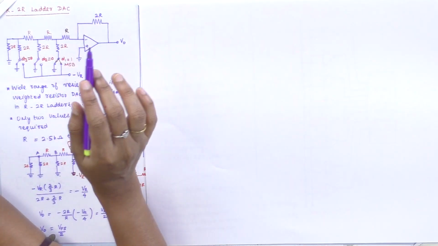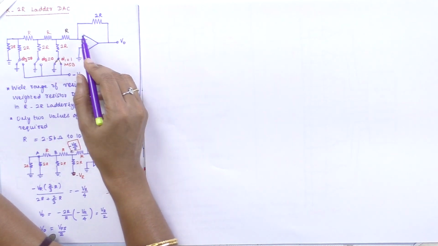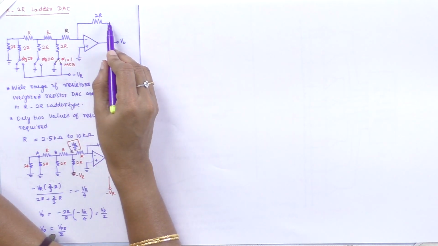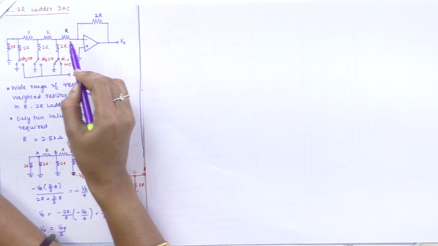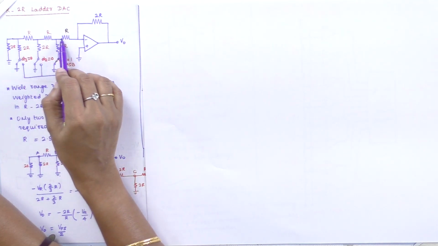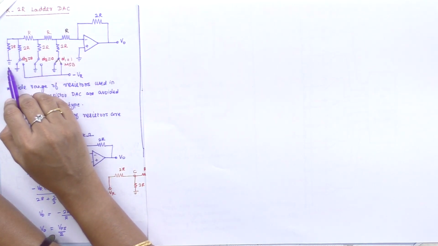The second one is the R to 2R ladder DAC. Here we are going to use only two resistances, R and 2R. It's like a ladder concept. The same concept applies: an operational amplifier, the non-inverting terminal grounded, and only the feedback resistor RF. Here we have used 2R resistors, and R resistors in series, and the 2R resistors are connected in parallel. In the end, it is grounded.